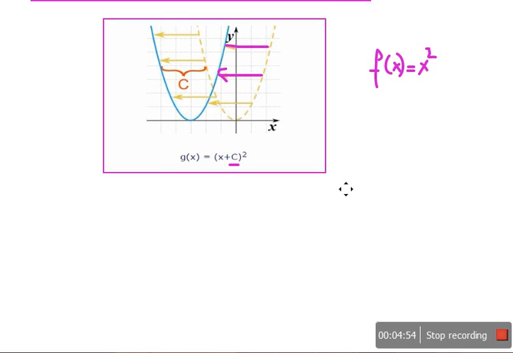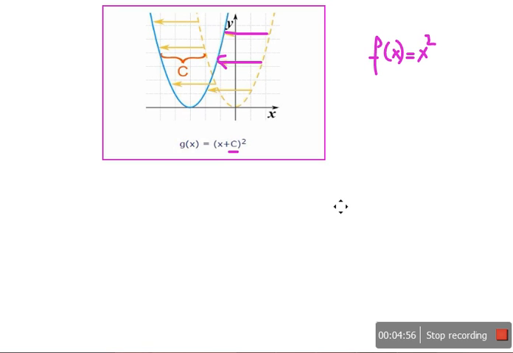Now one thing very important: if you add c, it moves the function in the negative direction. It's not the positive direction. This is positive x on the right side, and on the left side this is negative x. So when you add a constant, the graph moves in the negative direction.